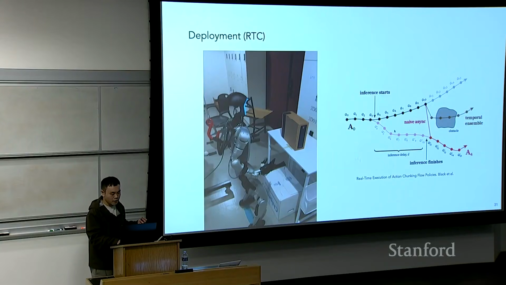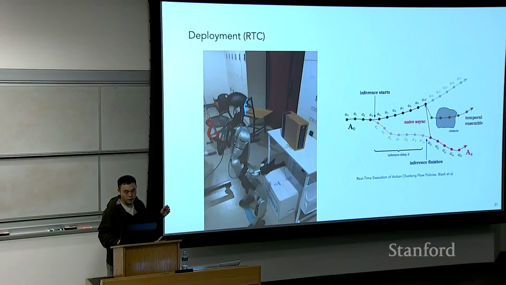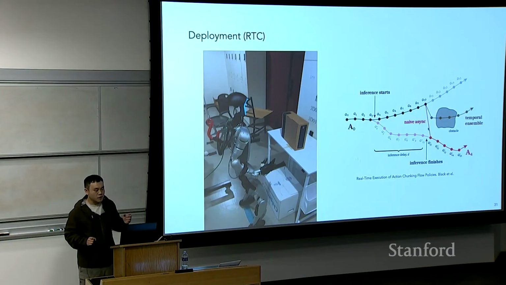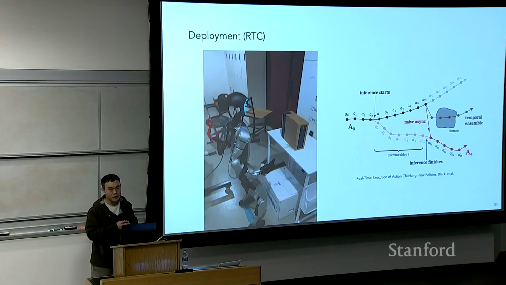At the time when the second sequence of actions is ready, the robot has already executed from A4 to A10. So if you directly switch from A10 to A11 prime, there's a huge action jump, so you will see a lot of action jittering. A naive solution is to ensemble these two trajectories. However, if you simply ensemble these two trajectories, you will hit the obstacle. So this is the issue with temporal ensembling.